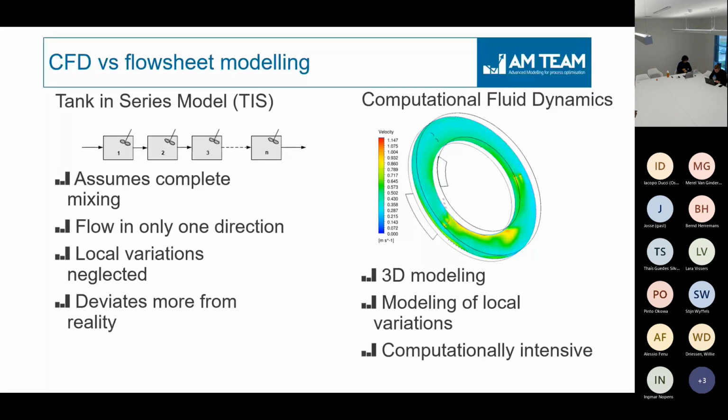The only thing which CFD cannot do now is dynamic modeling, because it gets even more intensive. So what it does is provide you steady state simulations, which can be a snapshot of a whole bioreactor at a certain moment.